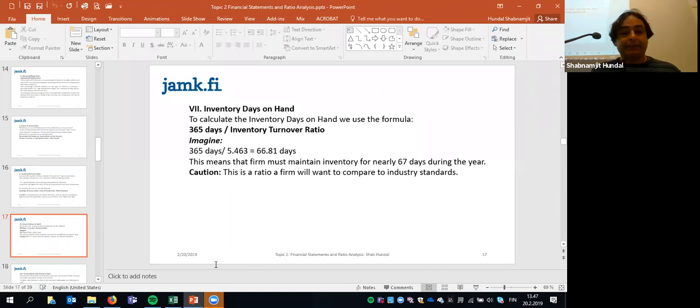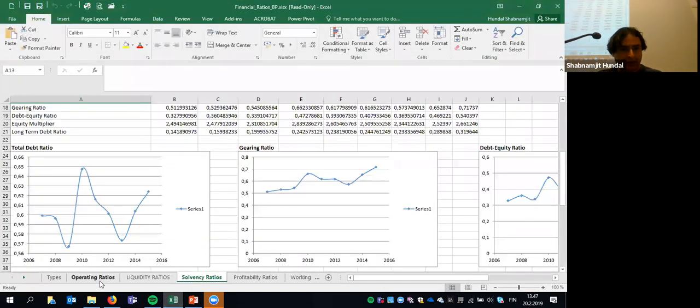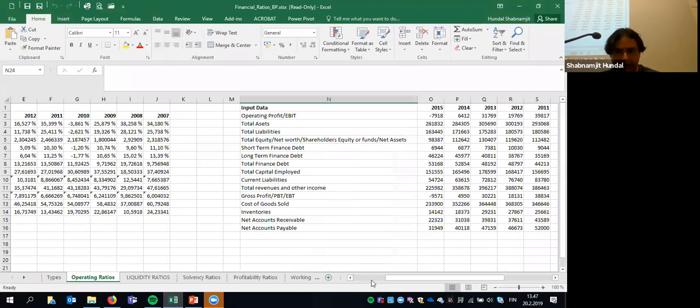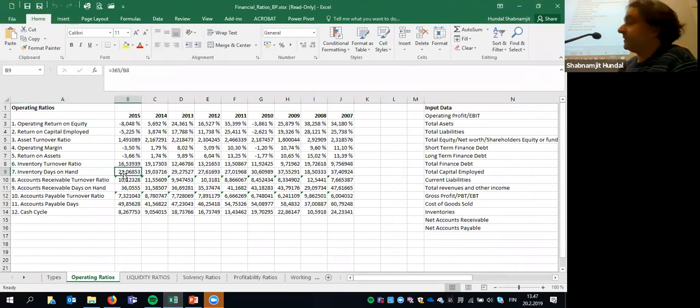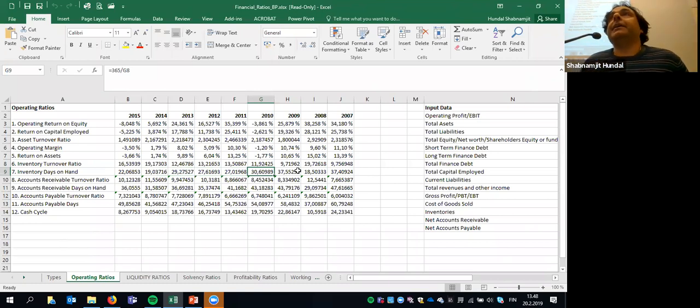But when I check for BP based on the historic data, I find out that the inventory days in hand are 22. All right, it means that BP must have 22 days of stock. And you can also see historically, okay? I would say shorter the period, better it is.